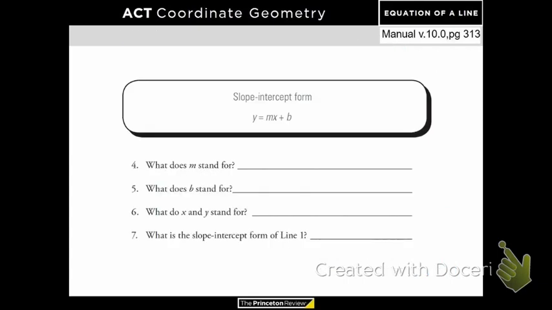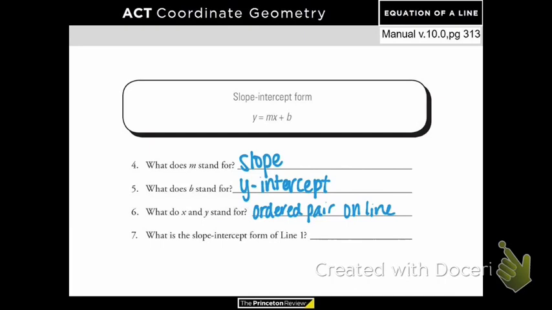So here is the equation in slope-intercept form of a line. The m stands for the slope. The b stands for the y-intercept, or where the graph crosses the y-axis. The x and y stand for an ordered pair or a point on the line. And then what is the equation in slope-intercept form of line 1? So it would be y equals, our slope we found was 2, so 2x plus, and then our y-intercept we got was 3. So y equals 2x plus 3.